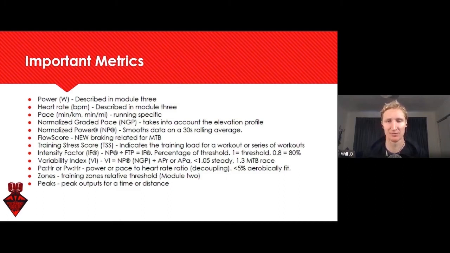Pace, minutes per K, minutes per mile, those are standards. Then normalized graded pace, most people are going to know that. That's just taking into account the elevation profile of your run. So if you run up a hill, down a hill, it's going to normalize that to assume what you'd be running if you're on the flat. So it's a really helpful metric. They've developed it well, and that leads into normalized power.